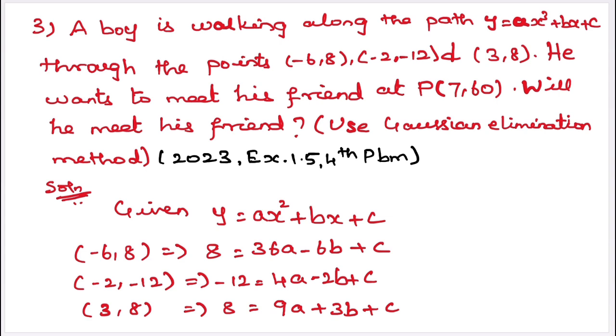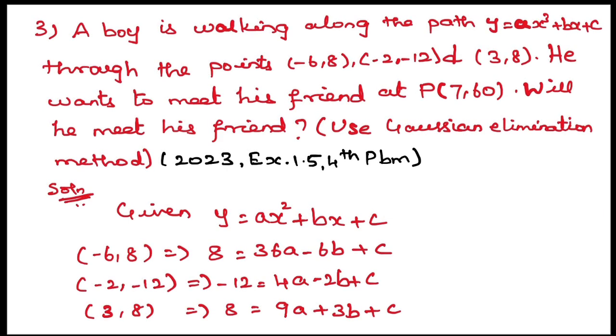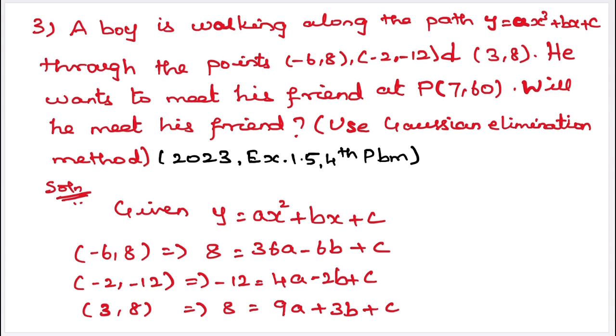bx plus c through the points minus 6, 8, minus 2, minus 12 and 3, 8. He wants to meet his friend at P of 7, 60. Will he meet his friend? Use Gaussian elimination method.